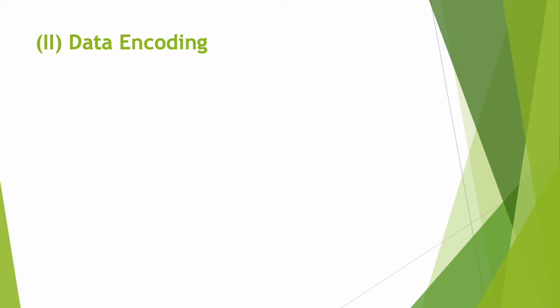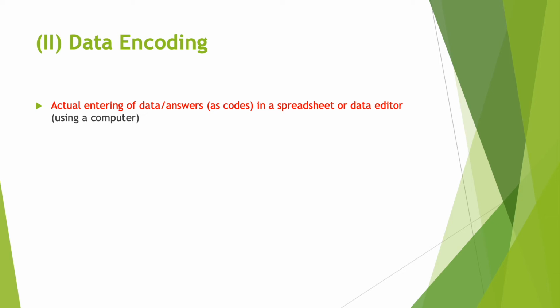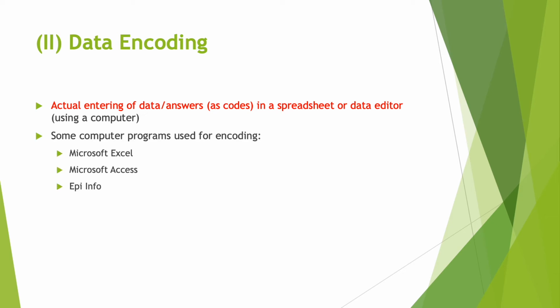The next major activity in data processing is data encoding, wherein there is actual entering of the codes in a spreadsheet or data editor. Frequently used computer programs for encoding are Microsoft Excel, Microsoft Access, and EpiInfo. Microsoft Access is a database management system from Microsoft that combines the relational Microsoft Jet database engine with a graphical user interface and software development tools. EpiInfo, on the other hand, is a free downloadable statistical software for epidemiology developed by the Centers for Disease Control and Prevention, or CDC, that has data encoding capabilities as well.